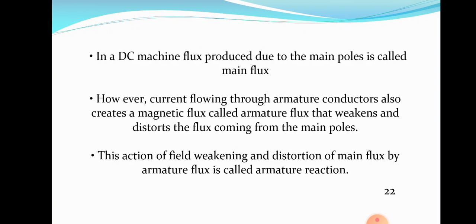In a DC machine, flux produced due to the main pole is called main flux. Current flow through the armature conductors also creates a magnetic flux called armature flux. This flux is produced only when the generator is loaded. That armature flux weakens and distorts the main flux. That phenomenon is known as armature reaction. The action of field weakening and distortion of main flux by the armature flux is called armature reaction. In short, armature reaction is the effect of armature flux on main flux.